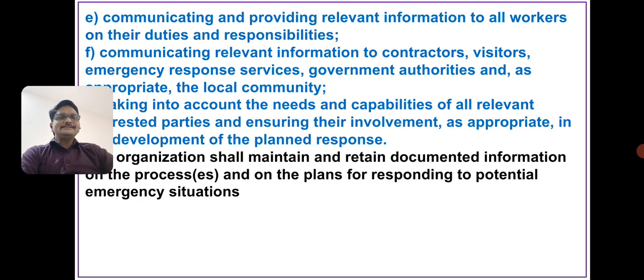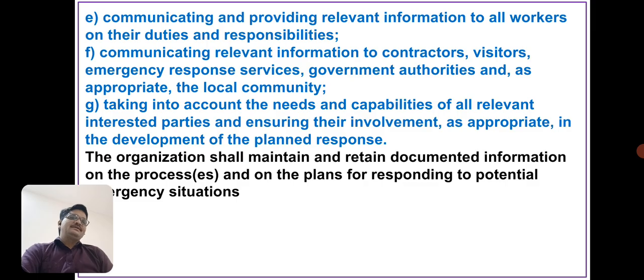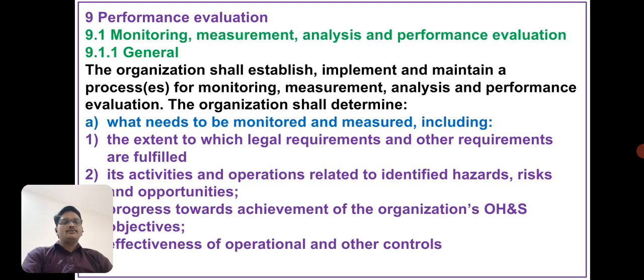Now, next is communicating and providing relevant information to all workers on their duty and responsibility, and next is communicating relevant information to contractors, visitors, emergency response services, government authorities as appropriate, and the local community. Next is taking into account the needs and capabilities of all interested parties and ensuring their involvement as appropriate in the development of the planned response. For this, the organization shall maintain and retain documented information on the process and on the plan for responding to potential emergency situations.